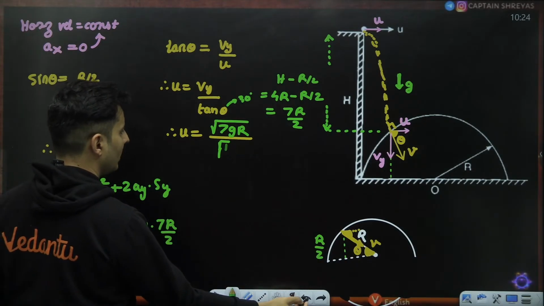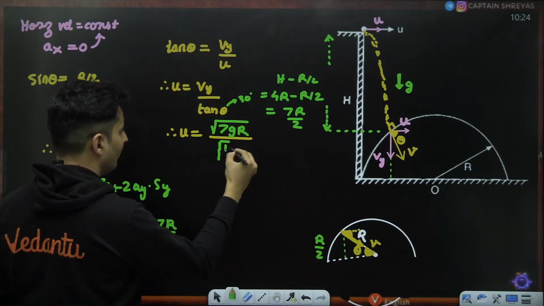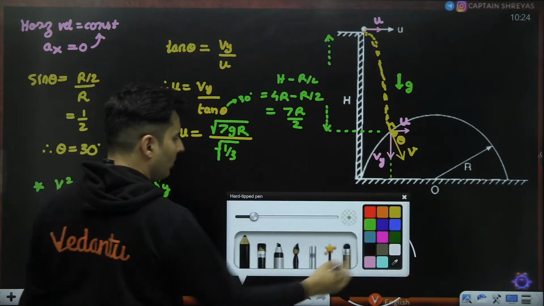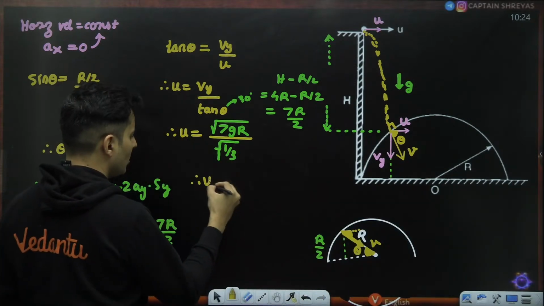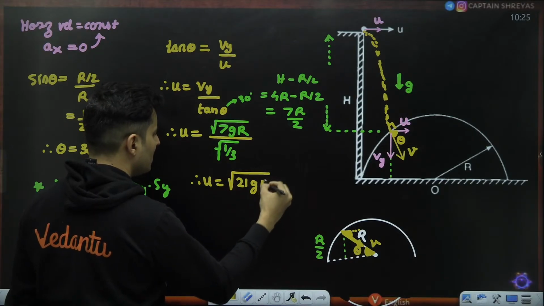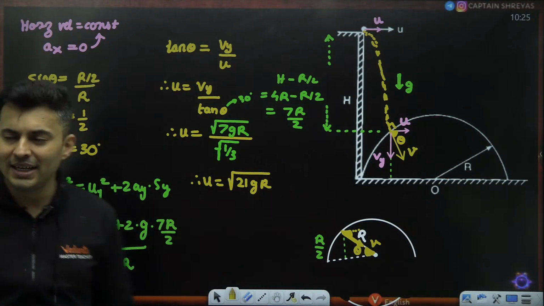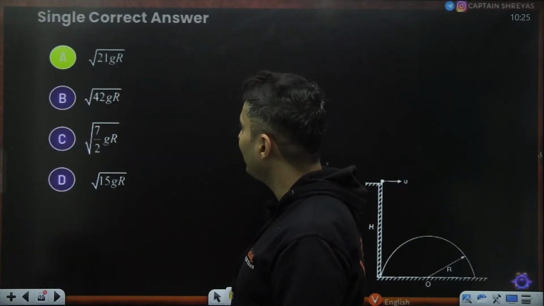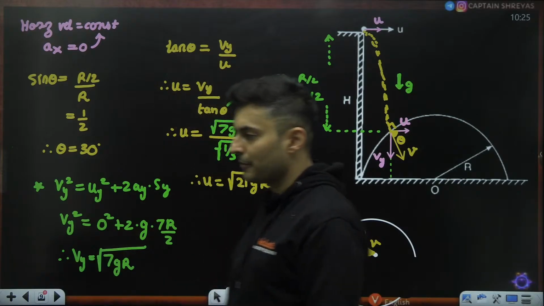1 by root 3. So I can just put root of 1 by 3 also. It's one and the same thing. So that 3 goes on the top and we will get the value of u. If the 3 goes on the top, it will become root of 21 gr. Root of 21 gr should be the right answer. Let's check it out. Yes, root of 21 gr is the correct answer.